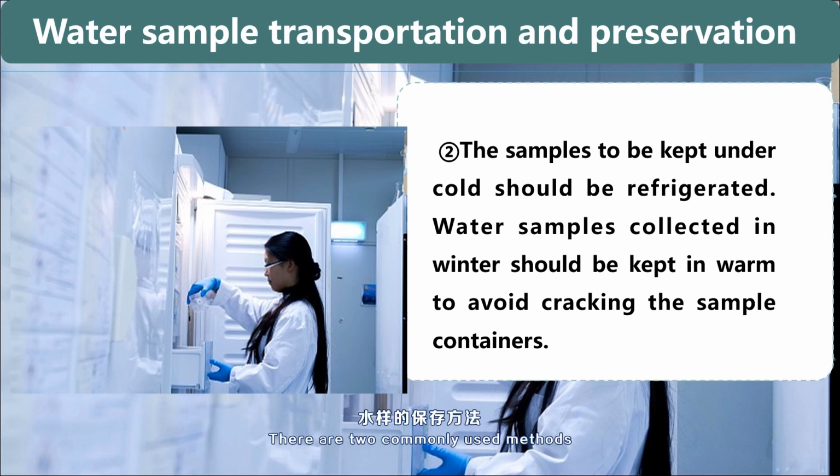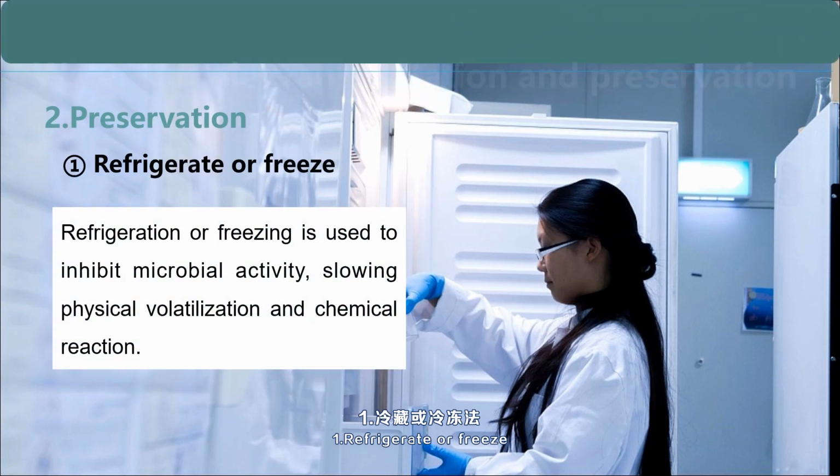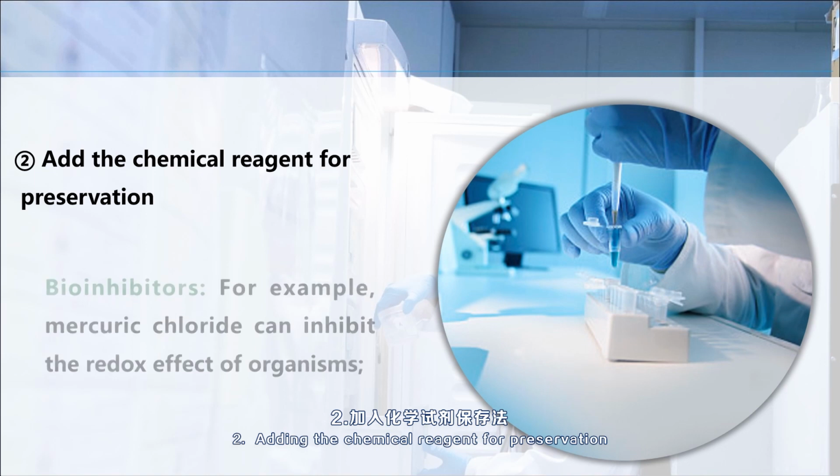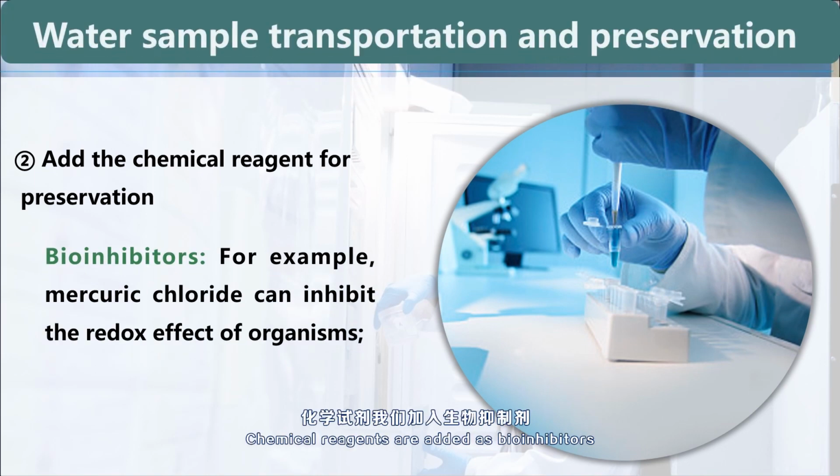There are two commonly used methods for the preservation of water samples. Let's discuss them separately. First, refrigerate or freeze. Refrigeration or freezing is used to inhibit microbial activity, slowing physical volatilization and chemical reaction. Second, adding the chemical reagents for preservation. 1. Chemical reagents are added as bioinhibitors. For example, mercuric chloride can inhibit the redox effect of organisms.